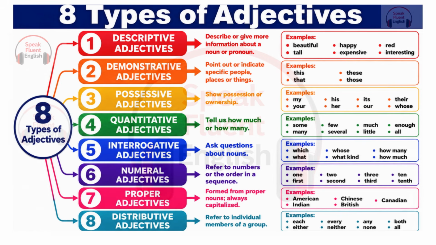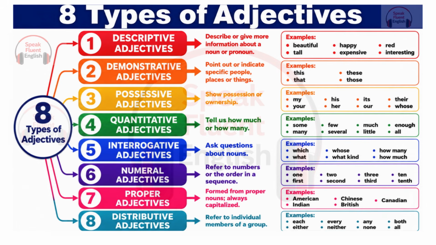Today, I will explain the 8 types of adjectives in English. Adjectives are very important because they help us describe people, places, animals, and things more clearly. In this lesson, we will learn 8 common types of adjectives with simple and easy examples.